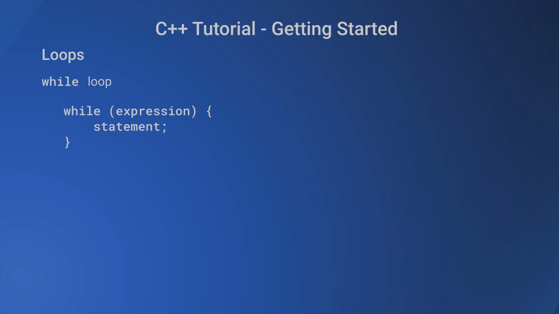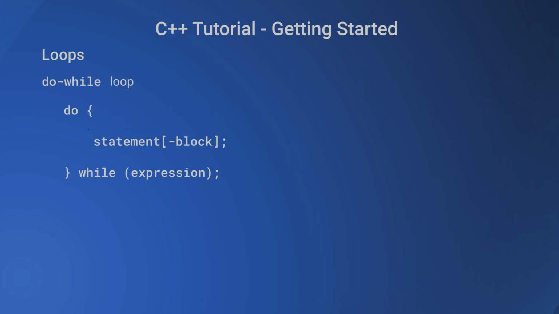For each iteration, the expression is evaluated. If the expression evaluates as true, the statement block is executed. So if the expression is false initially, the statement is not executed at all. The do while is a variation of the while loop. In the while loop, the expression is checked at the beginning of iteration, while in the do while loop, the expression is checked at the end of iteration. That is, do statement block while expression. So at least one iteration is always done.